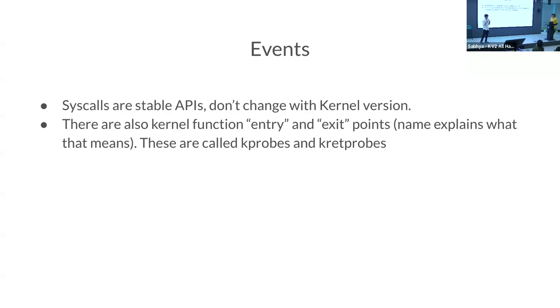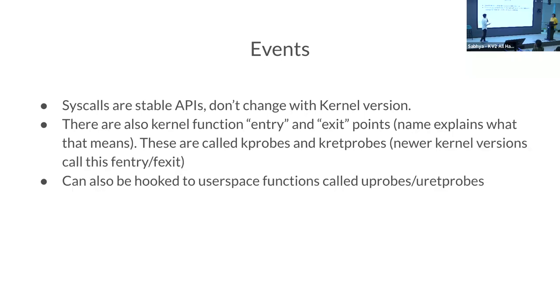within the kernel. So for example, if you talk about the network stack, you can have stuff like packet receive, packet dispatch, and whenever the kernel enters and exits these functions, you can attach your eBPF program to something called kprobes. These are function entry points, and kretprobes, which are function exit points. They're now called fentry and fexit, which are basically a more efficient implementation in newer kernel versions. This can also be hooked into user space programs, called uprobes and uretprobes, similarly.